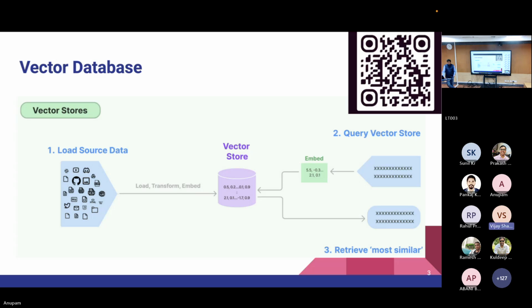Sir, one quick question. This vector database, whatever is shown, it is specific to the problem statement. So how do we find which vector database is suited for a particular problem, because there are commercial databases available too?